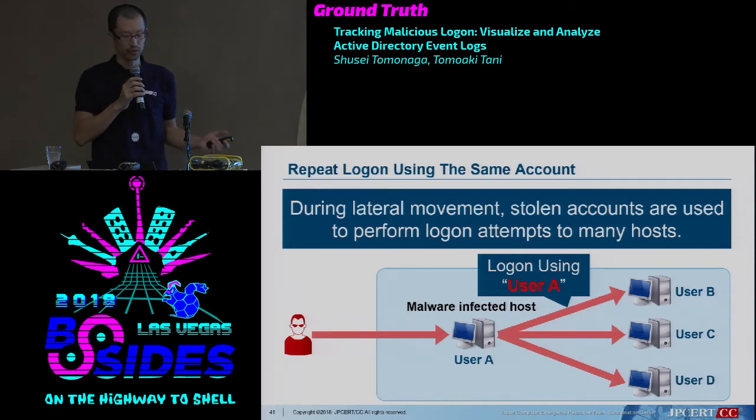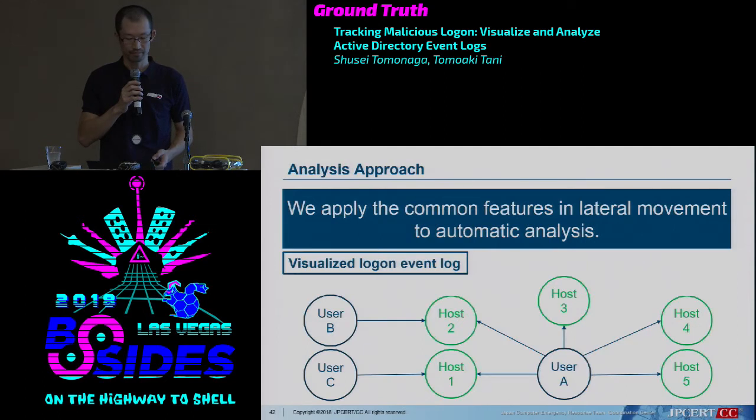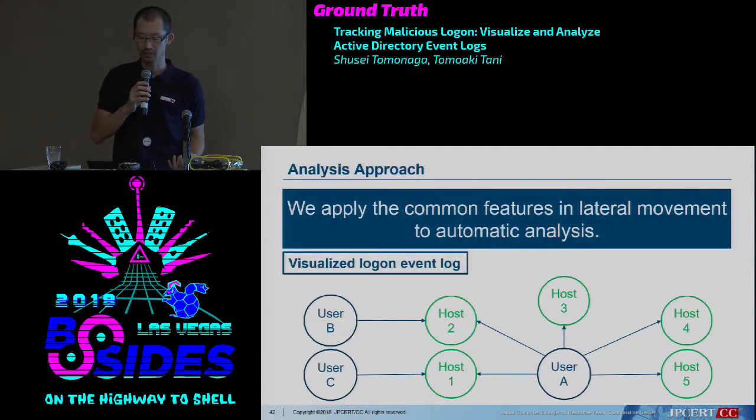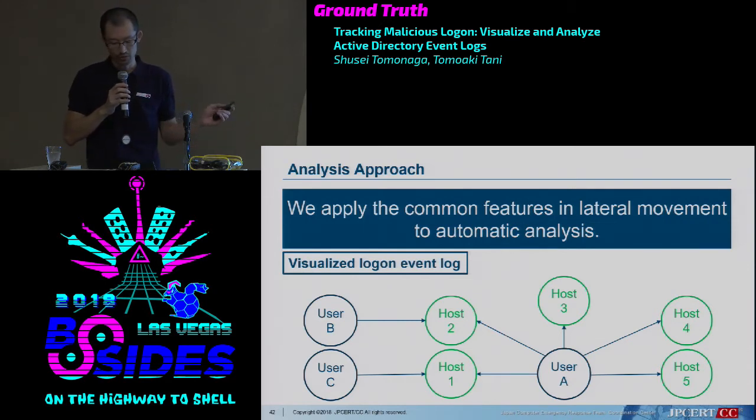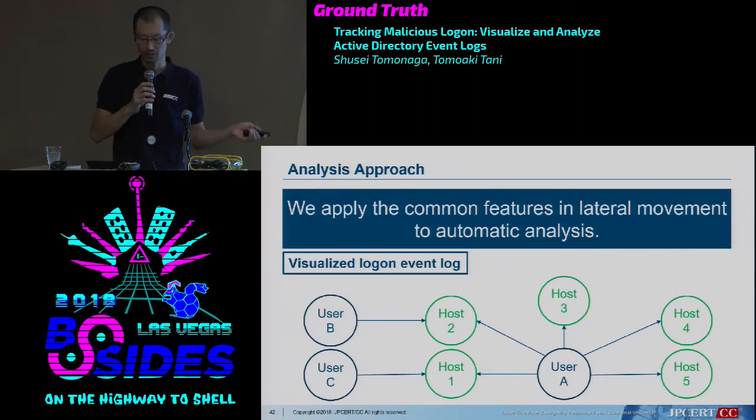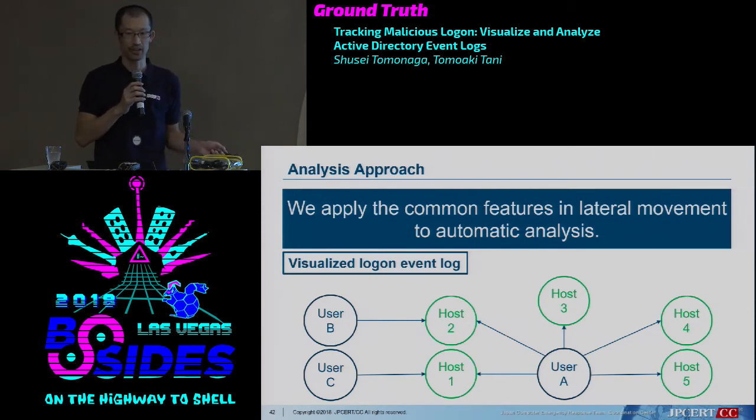We apply this feature to automatic detection. We apply the commonalities in the lateral movement introduced earlier to automatic analysis. Specifically, in this visualized event log, we propose a method to automatically detect user A. So, how can we automatically detect user A from this figure?